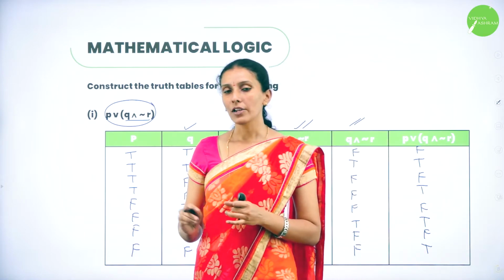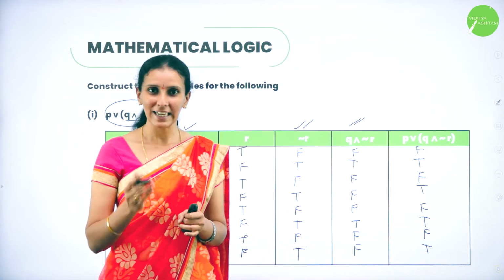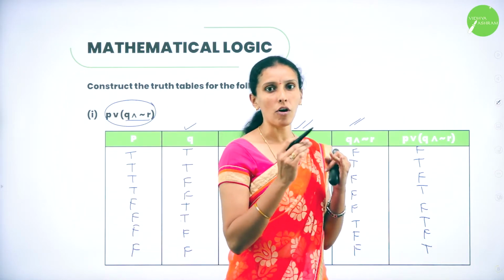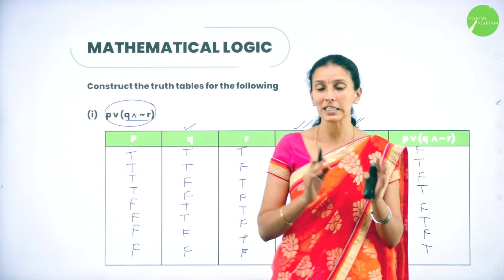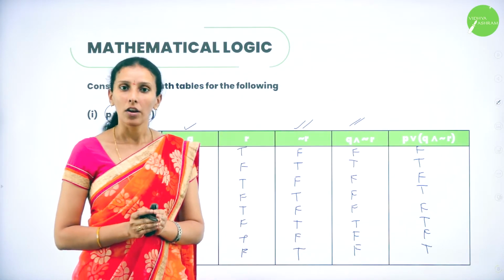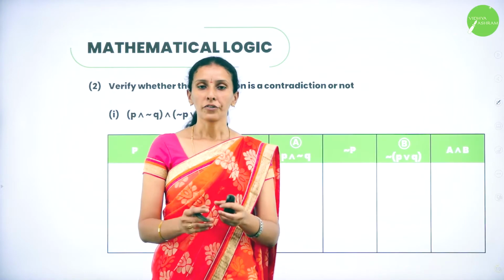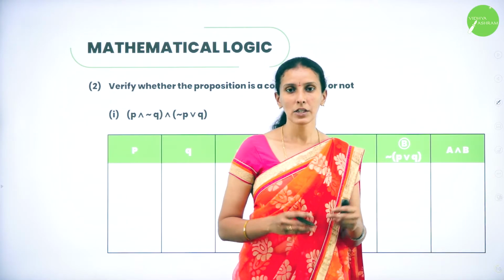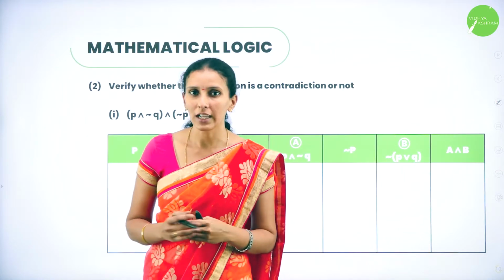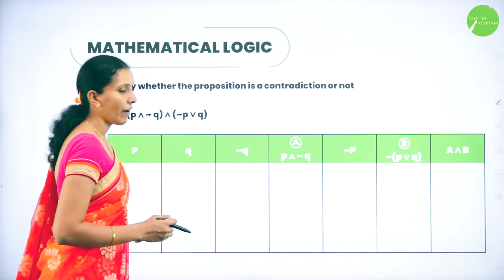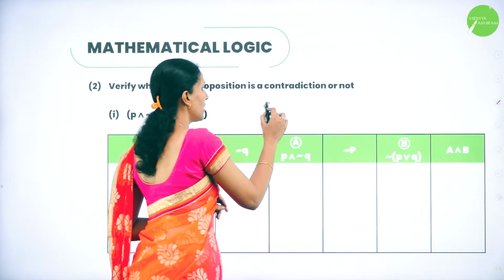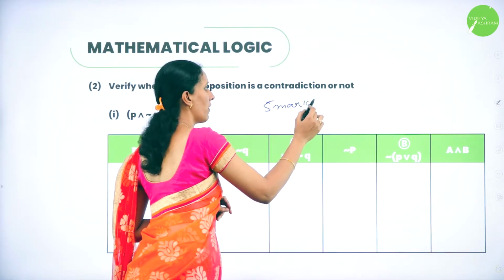If all the truth values of its components are false, then it is a contradiction. If it is a mixture of truth values, that is T and F, then it is neither a tautology nor a contradiction. So for your examination purpose, proving tautology, contradiction, and logical connectives, like verifying and writing the truth table, carries 5 marks in your examination.